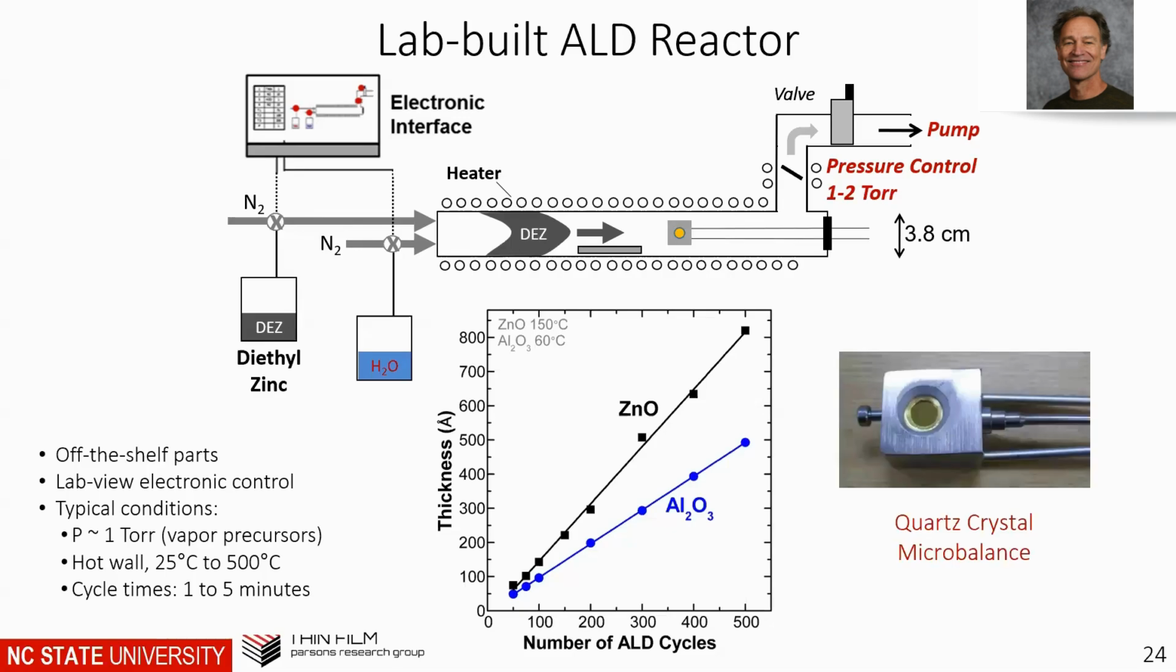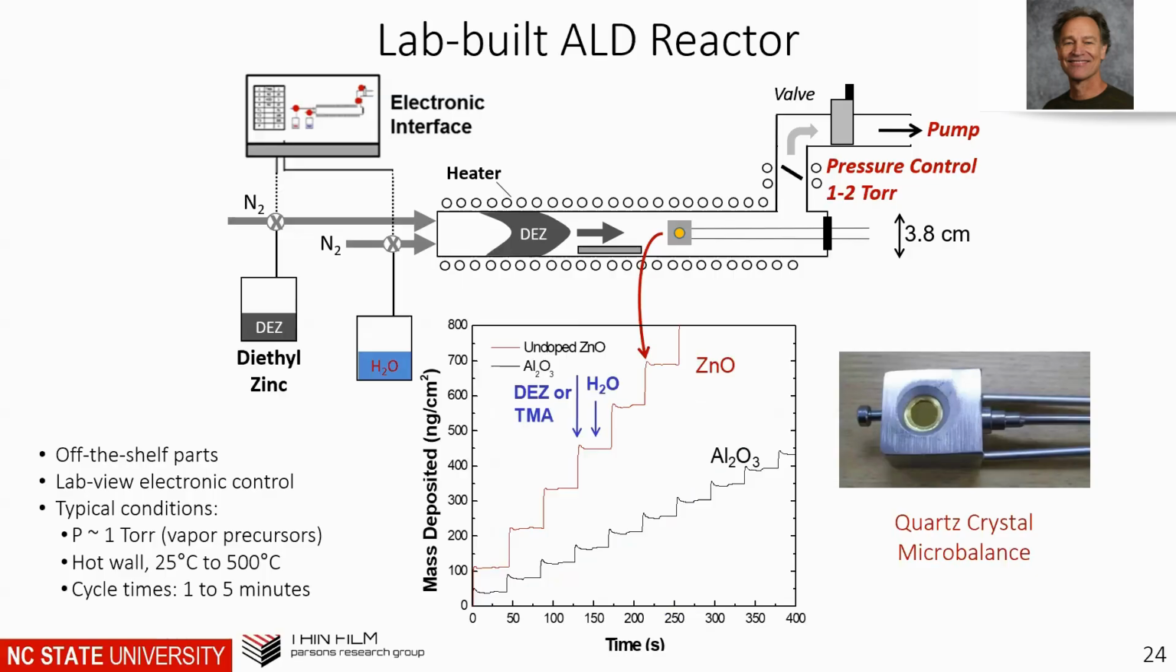The other thing we do is some in situ characterization. This is a quartz crystal microbalance that measures the mass. And what we see when we measure the mass is these steps. These steps correspond to each cycle in the process, so the mass increases stepwise. This is aluminum oxide and this is zinc oxide. And look at that. It grows much faster for zinc oxide than aluminum oxide.